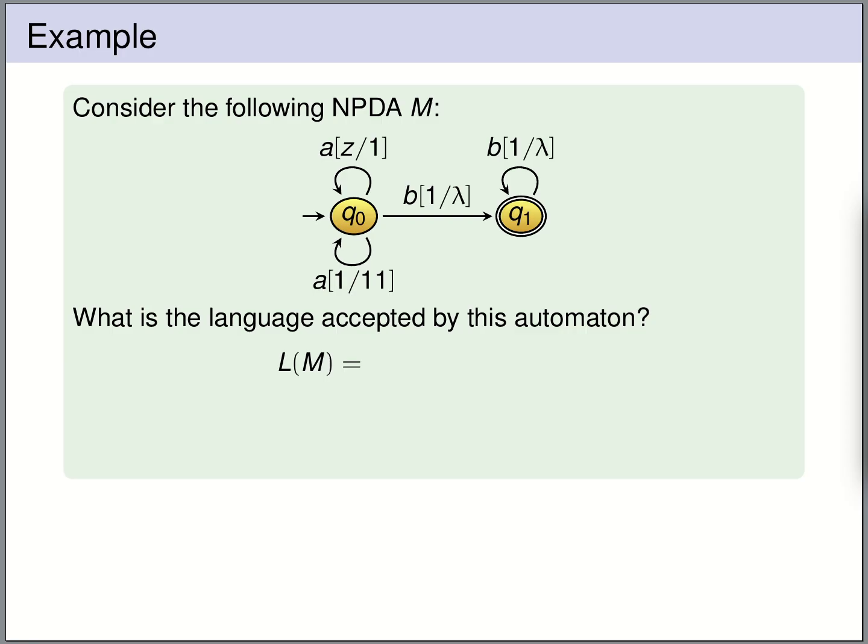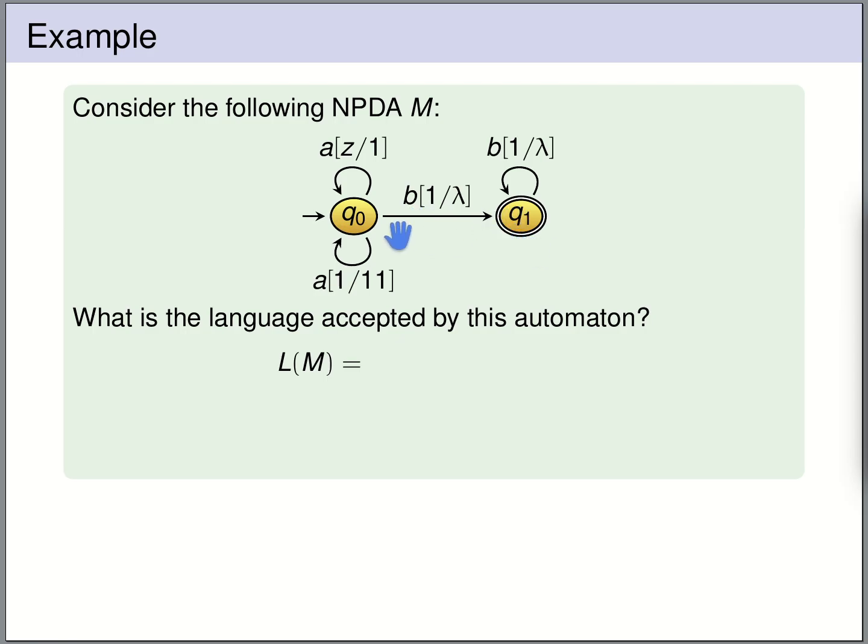Consider the non-deterministic pushdown automaton shown on this slide. What is the language accepted by this automaton? The automaton is started in state Q0. If you read an A, the stack starting symbol is replaced by a 1. For every additional A that we read, we add an additional 1 on top of the stack. We can read the B if there's a 1 on the stack, and then we remove this 1. So the B can be read only after having read at least one A.